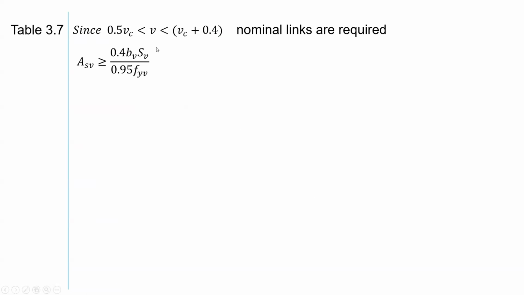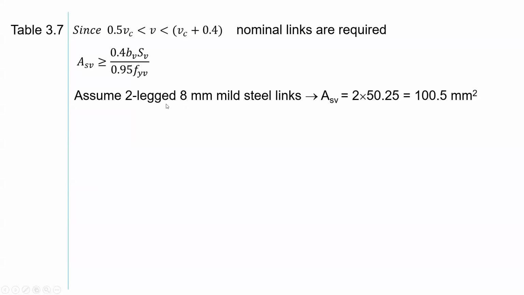This is the equation of minimum links or minimum stirrups. Asv over sv is greater than or equal to 0.4 bv divided by 0.95 fyv. To understand the meaning of this, you can go and see our previous, first video about design of shear in reinforced concrete beams. Now, bv is known and fyv is known, so the only unknowns are sv and Asv. Let's assume Asv: we will use two-legged stirrups of 8 millimeter diameter mild steel bars. If we have two legs of 8 millimeter diameter, the area of the 8 millimeter diameter bar is 50.25 millimeter square, multiplied by two legs.